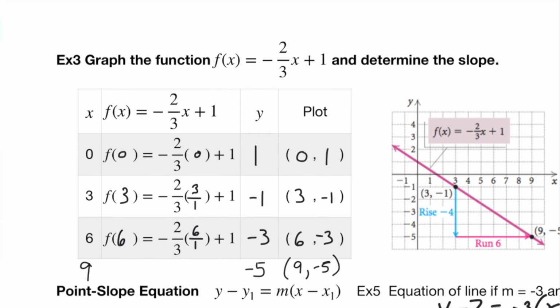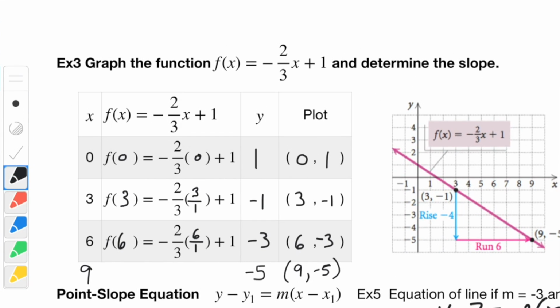Besides, if you wanted to graph it, you would need a couple of things. You could, for example, graph the y-intercept and then fall 2 and crawl 3. Put a dot. Fall 2, crawl 3. I'm saying fall and crawl because of the negative slope right here.